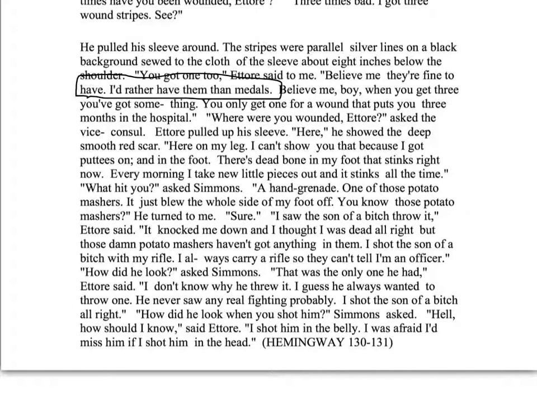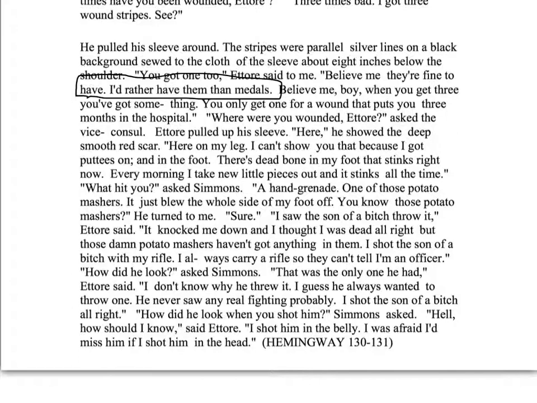"Believe me, boy, when you get 3, you've got something. You only get 1 for a wound that puts you 3 months in a hospital." "Where were you wounded, Ettore?" Ettore pulled up his sleeve. "Here." He showed the deep, smooth red scar. "Here on my leg. I can't show you that because I got puttees on, and in the foot, those are knickers. They're dead. There's dead bone in my foot that stinks right now. Every morning I take little pieces out of it and it stinks all the time."